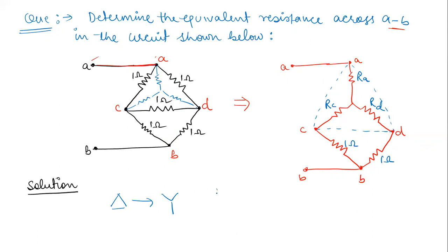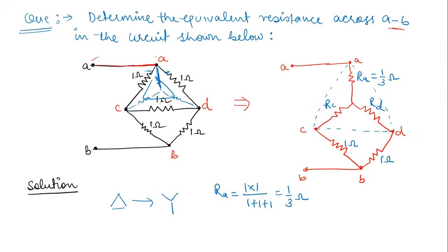So RA is basically the resistance of opposite branches. This is RA. So product of these opposite resistances means 1 into 1 and divided by sum of all the three resistances of delta. So 1 plus 1 plus 1. So it is 1 by 3 ohm. So RA is equal to 1 by 3 ohm, right?